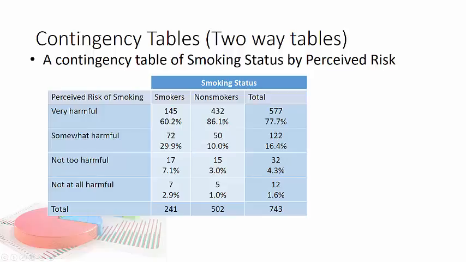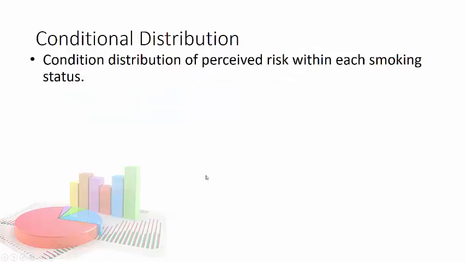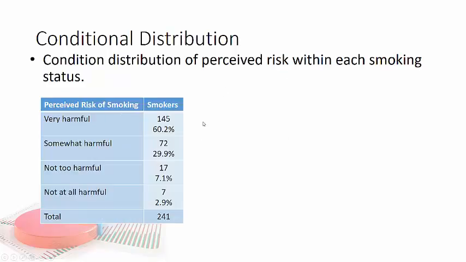Same thing for non-smokers. 86.1% of non-smokers thought it was very harmful. 10% of non-smokers thought it was somewhat harmful. 3% of non-smokers thought it was not too harmful, and 1% of non-smokers thought it was not at all harmful. So imagine making an individual distribution for each smoking status showing perceived risk. I can make a pie chart for smokers and a pie chart for non-smokers. A conditional distribution of perceived risk within each smoking status is like making separate pie charts.